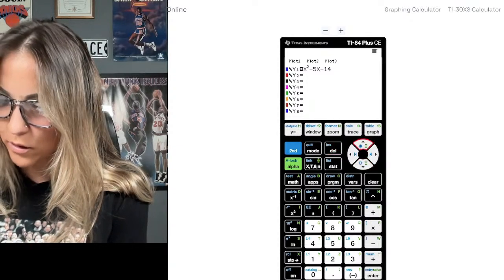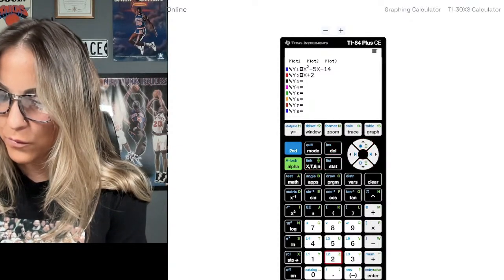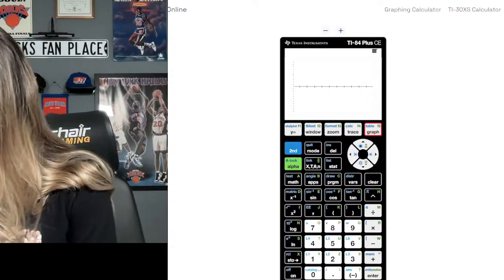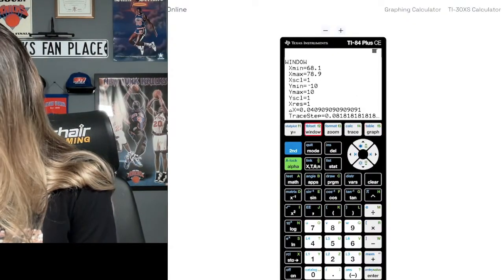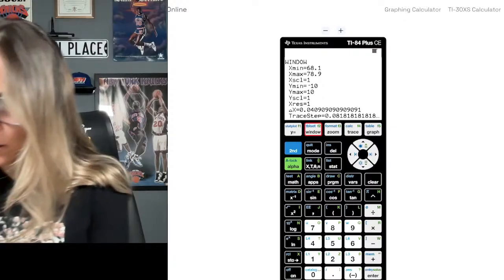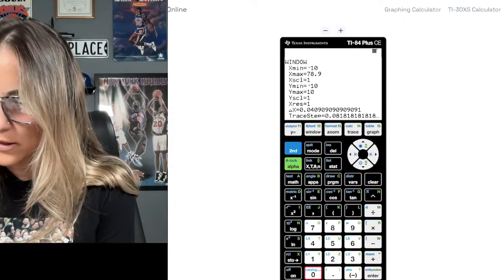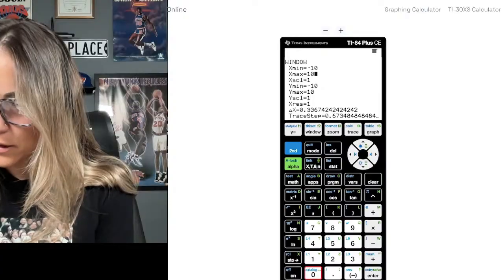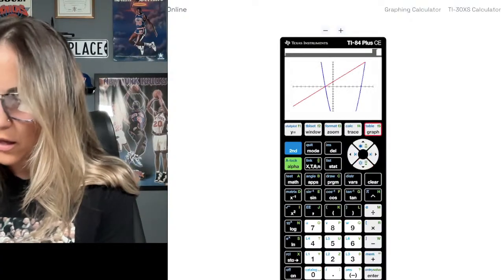Okay, so now let's move up to y2, and we're graphing x plus 2, and it is not graphing. Let's see. Oh, because my window is set kind of crazy. All right, so let's reset our window to have an x min of negative 10, 10, negative 10, 10. All right, and that fixes it.